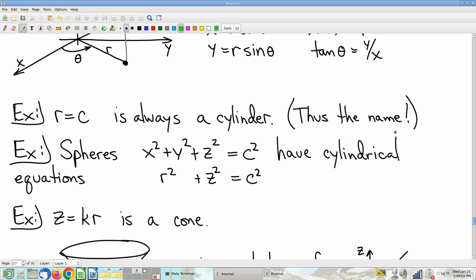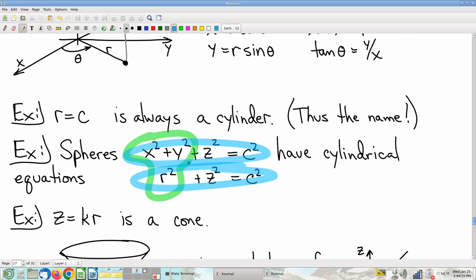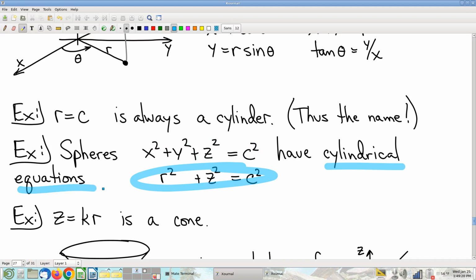Spheres turn out pretty well. Keep in mind that we already know a relationship between x, y, and r. And so the typical rectangular equation for a sphere turns into this cylindrical equation for the sphere. Right there.